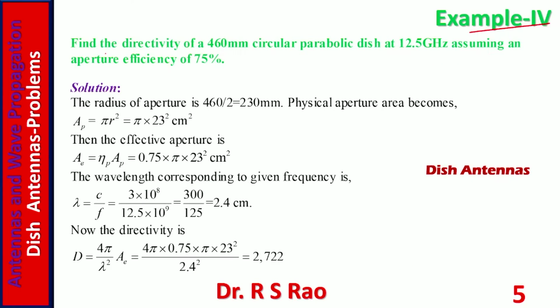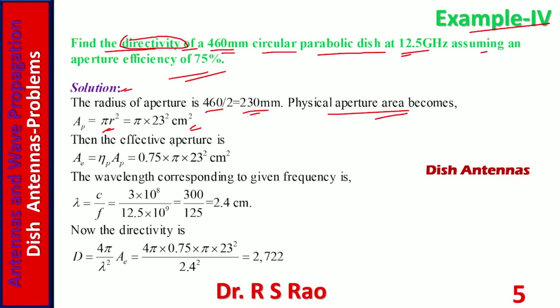Another problem, example 4. Find the directivity of a 460 millimeter circular parabolic dish functioning at 12.5 GHz, assuming an aperture efficiency of 75%. This problem is about finding directivity. Solution. The diameter is 460, so the radius becomes 460 by 2, equal to 230 mm. Physical aperture area then is pi r square, pi into 23 square in square centimeters. Then effective aperture. Effective aperture is aperture efficiency multiplied by physical aperture. It gives 0.75.